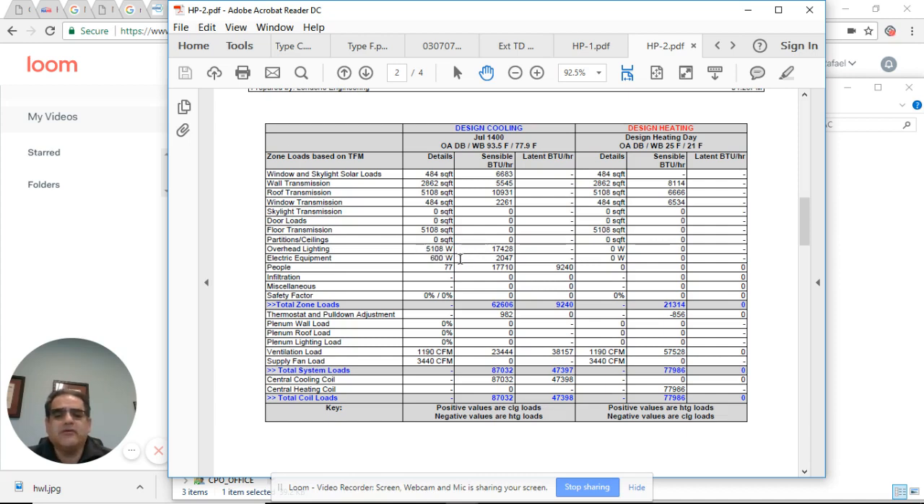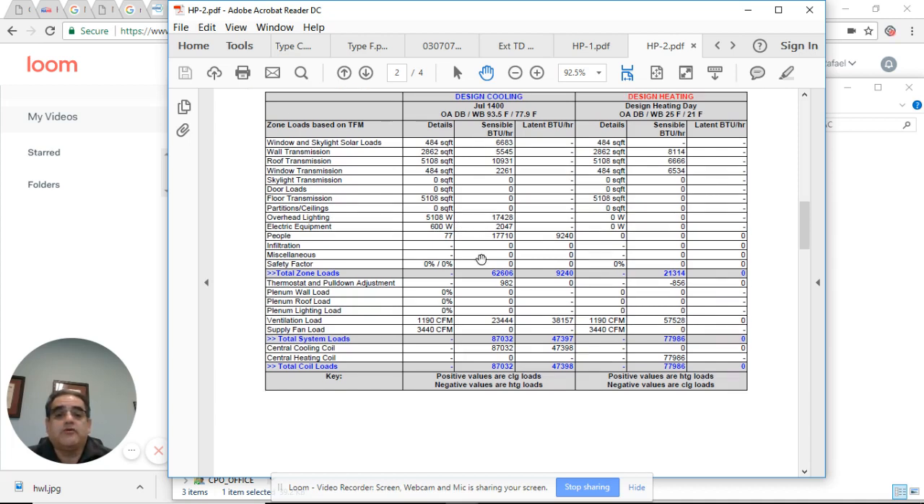Electrical equipment, we have 3 computers in there. 2,000. People, of course, more people. Here we go. 17,710. So that's a ton and a half of air conditioning just for the people sensible load. That's the heat that they generate. And then 9,200, almost 1 ton of air conditioning just for the latent load they generate, the moisture load they generate. What else happens here?